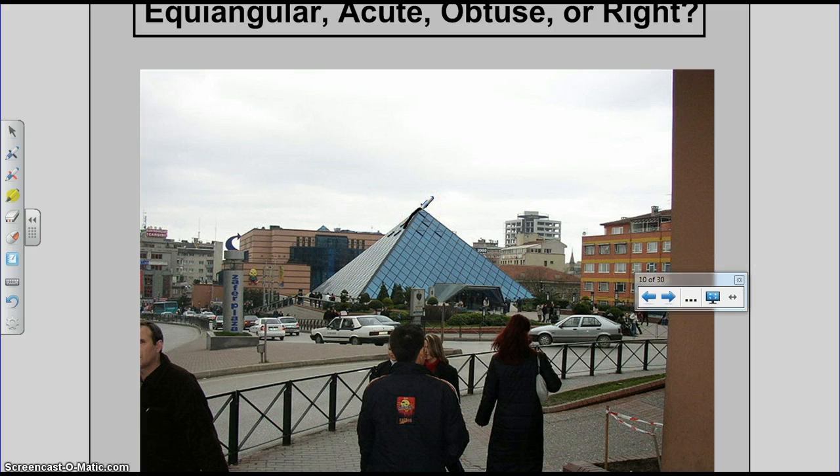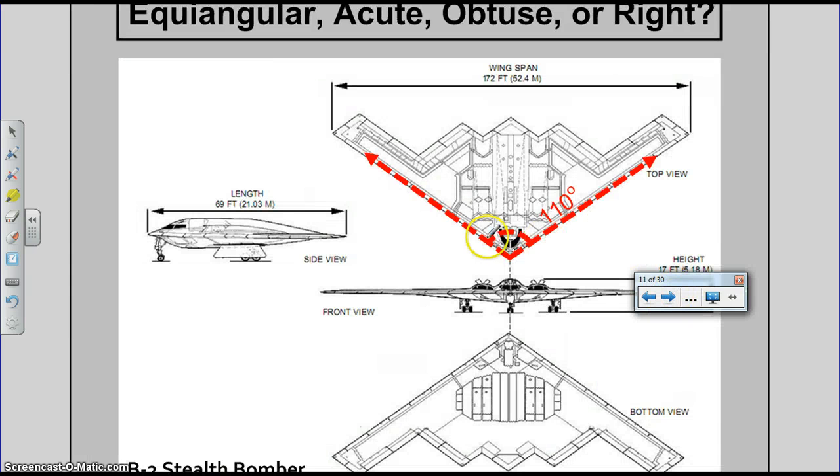Over here I have this triangle. We don't know for sure that it, well, actually there's a box. This square means that it's 90 degrees, so I have a right triangle. This one is bigger than 90, so I know it is obtuse. This is actually what engineers use to design planes. This one looks like a stealth plane from the army.